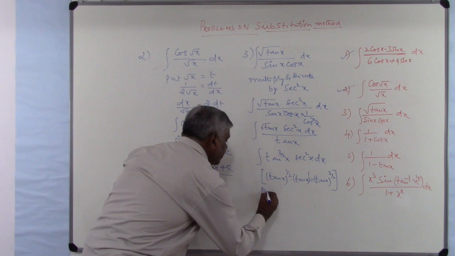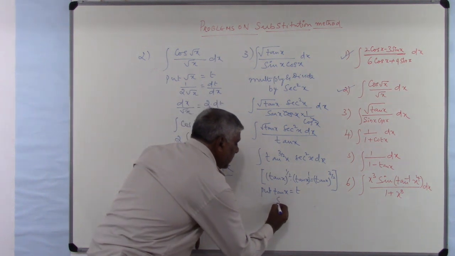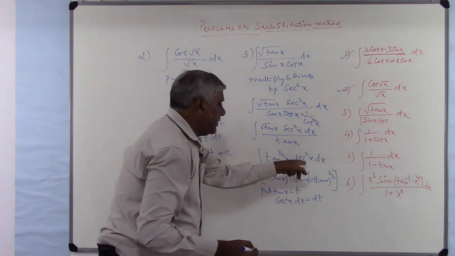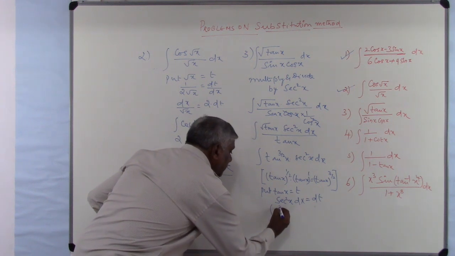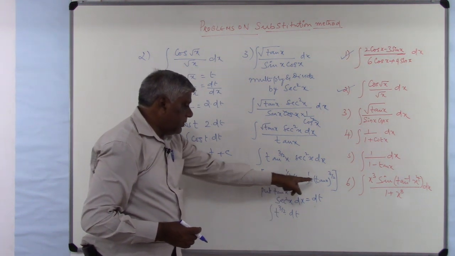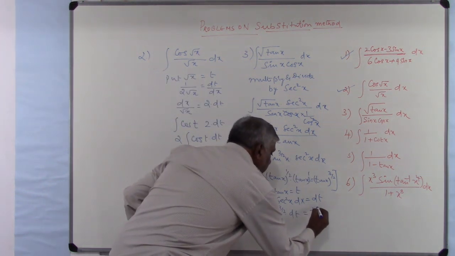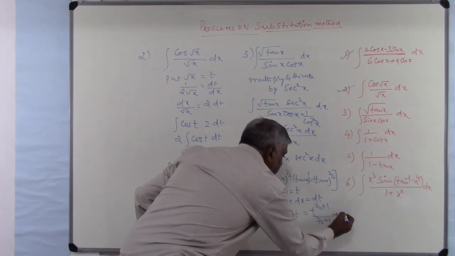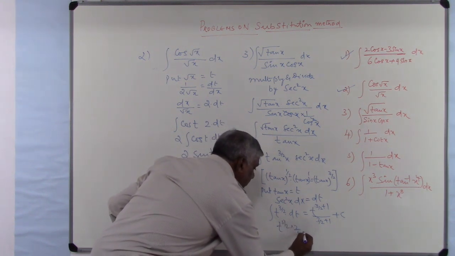Put tan x is equal to t. Now differentiating, secant square x dx is equal to dt. Therefore t to the power of 3 by 2 dt. Now this is equal to t to the power of 3 by 2 plus 1 divided by 3 by 2 plus 1 plus c, or t to the power of 5 by 2 into 2 by 5 plus c.